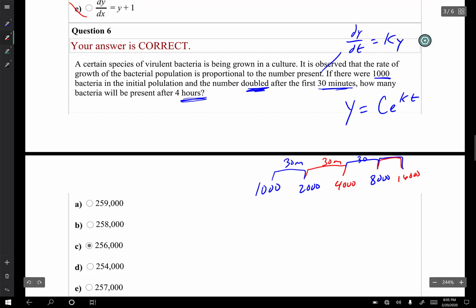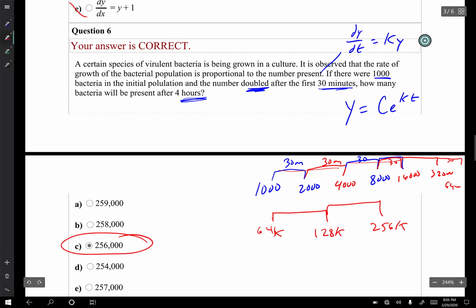16,000. And then another 32,000. How many hours is that already? 1, 2. Okay, so I need another 30 minutes here. So I'm at 64,000. That's 3 hours, and I need one more, so 2 more actually. 64,000 to 128K, and then finally 256K. So there it is.